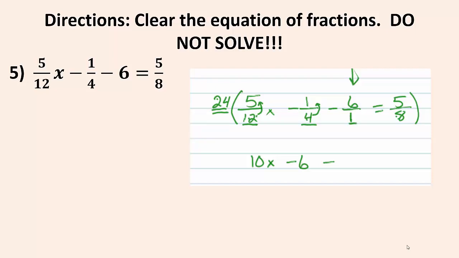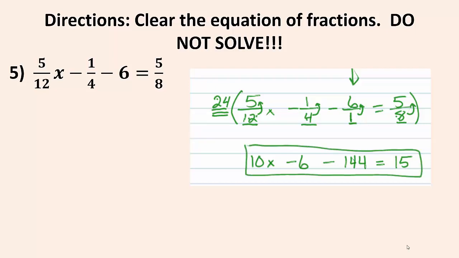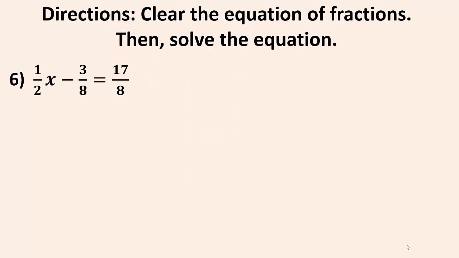Again, we have 24 divided by 1, which is still 24, times 6 is going to be 144. All of this will equal 24 divided by 8, which is 3, times 5, which is 15. And notice we have a nice, pretty equation that we could solve very quickly. Now, clear the equation of the fractions, then solve.